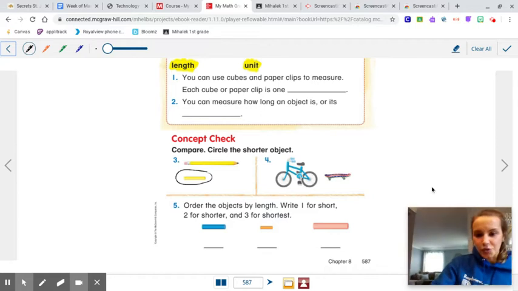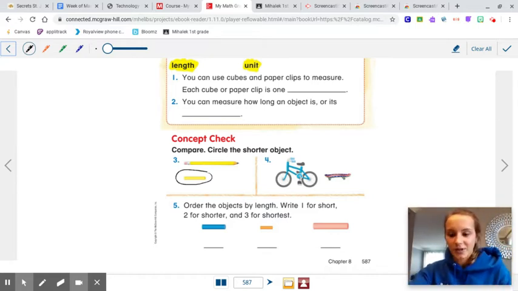Here we get a little bit tricky, and on these questions, I like to work backwards. So we first have to read the question. So we start with order the objects by length. Write 1 for short, 2 for shorter, and 3 for the shortest. So if you think about this problem, we start with short, then we get shorter, which is smaller, and then the shortest, which is the very, very smallest. So that's why I like to work backwards. I like to mark my smallest one first. So number 3 is my shortest.